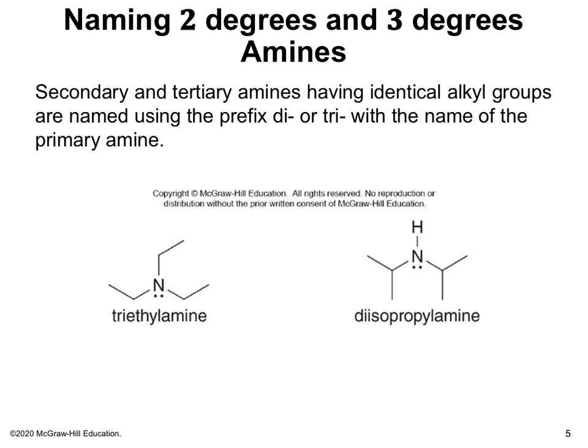Okay, so for secondary and tertiary amines, for naming, if they're all the same, so you see that these are all ethyl groups, these are called triethylamine. This is diisopropyl. There's two isopropyl groups, so that's diisopropylamine. This is a common name.